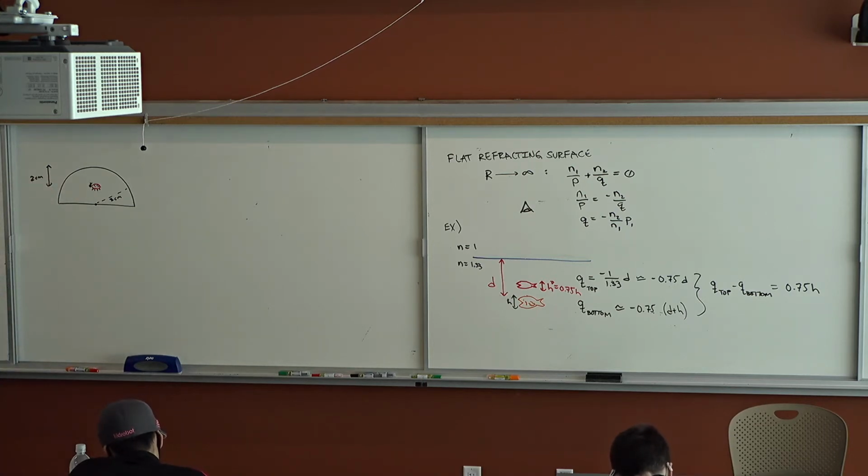Let's see, I want the radius of curvature to be about 3 centimeters. The ladybug sits kind of centered on this thing, but 2 centimeters from a surface.